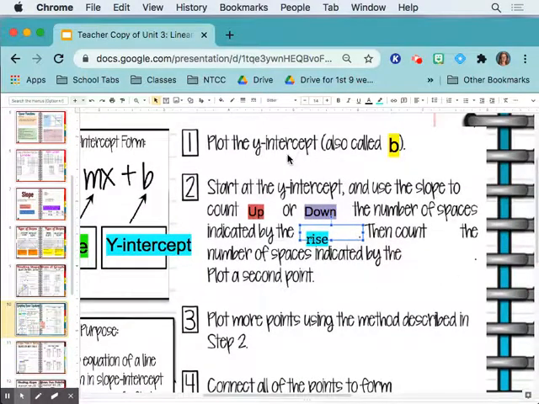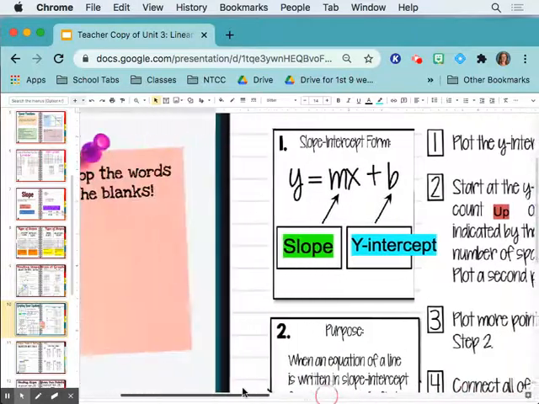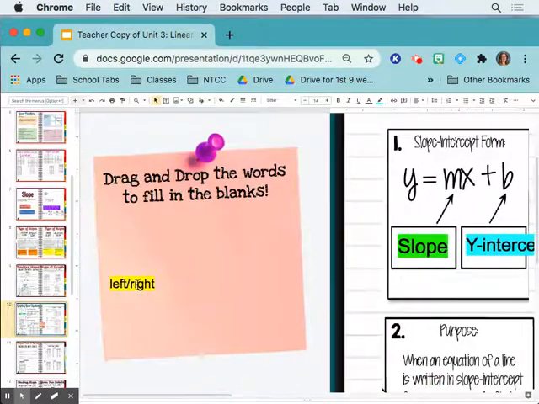So plot the y-intercept, which is your b. You plot it on the y-axis. That's where the line crosses the y-axis. And then you start at your y-intercept. So you have your pencil on your y-intercept and use the slope to count up or down, which is the number of spaces indicated by the rise. So if it's negative, you're going to go down. If it's positive, you're going to go up. Then count left or right.